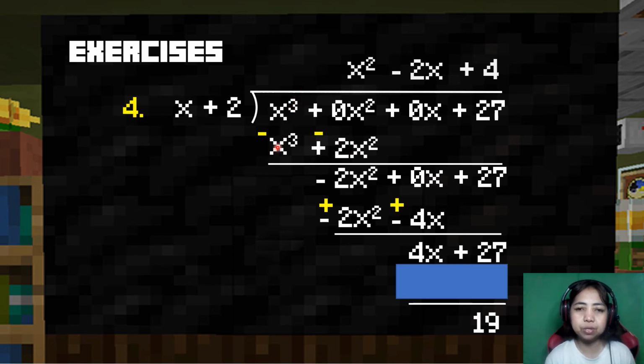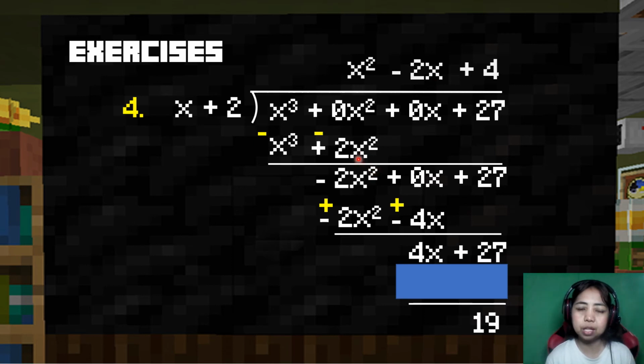X cubed minus x cubed cancel na. But in here, 0x squared and negative 2x squared. Syempre, we have negative 2x squared. Kinokopy lang naman natin yung variable na x squared. Bring down 0x, bring down 27. Next, we divide this one. Negative 2x squared divided by x. So, syempre, negative 2 divided by 1 is negative 2. And then, x squared divided by x is simply x to the first power.